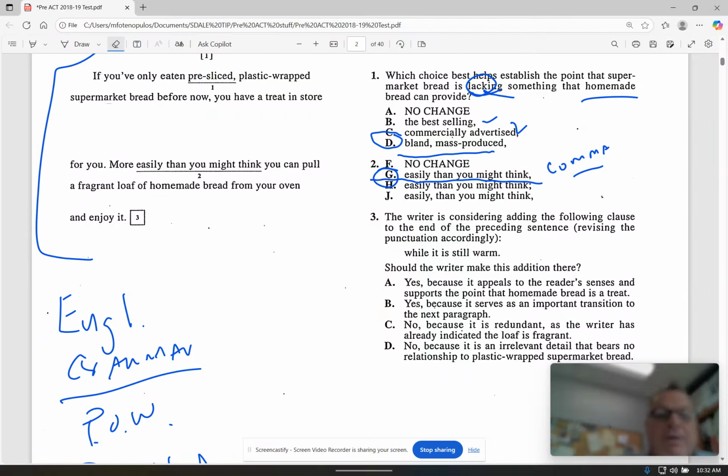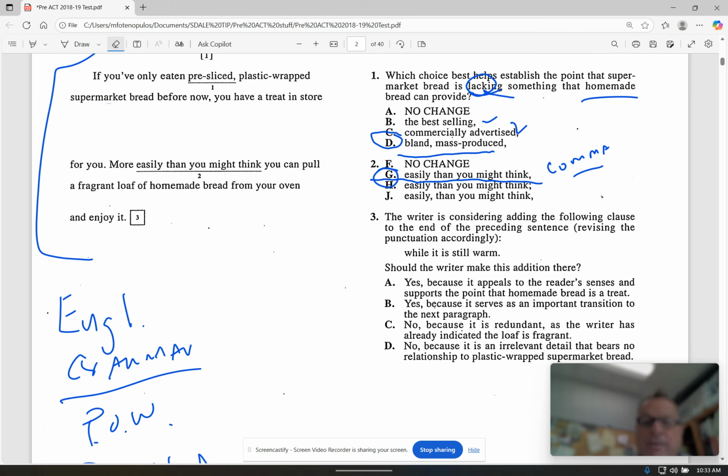If you've ever eaten pre-sliced, plastic wrapped supermarket bread before, now you have a treat in store for you. So again, if I were to stop here, notice how this whole thing is a dependent clause. It's depending on the independent clause, the subject verb part. You have a treat in store for you, period. That could stand on its own as a sentence. And it's being separated by that comma. So keep that in mind, because that's what you're going to see a lot of when it comes to ACT comma rules.